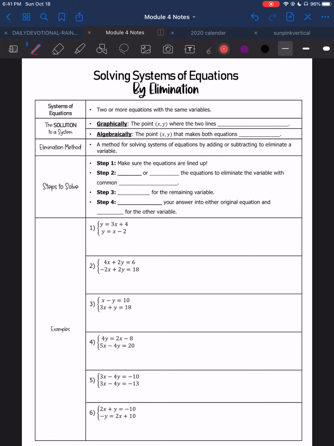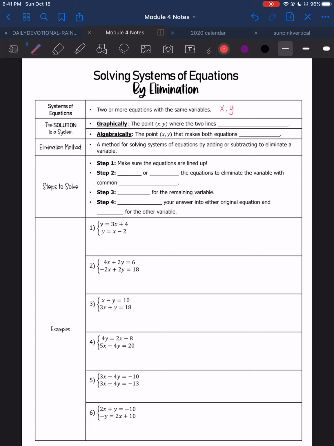Welcome to Module 4, which is Systems of Equations and Systems of Inequalities. We're going to first talk about solving systems of equations using elimination. So, a system of equations is two or more equations with the same variables. Typically, they are x and y.